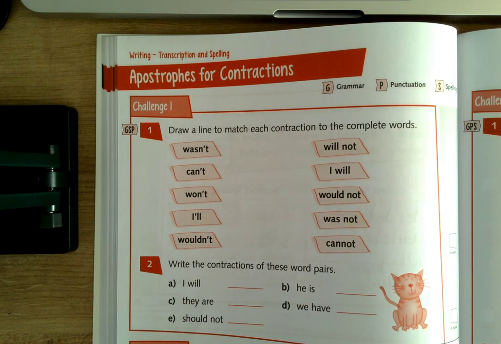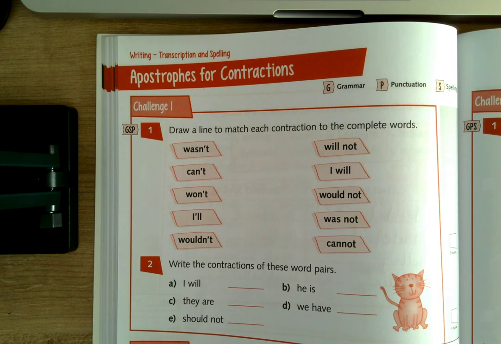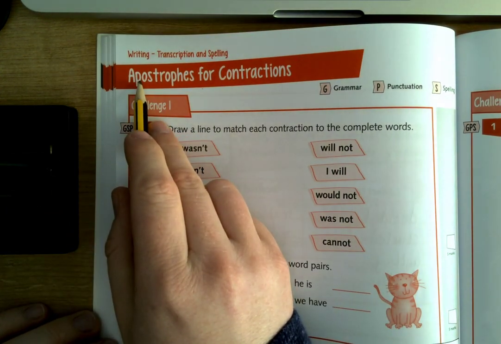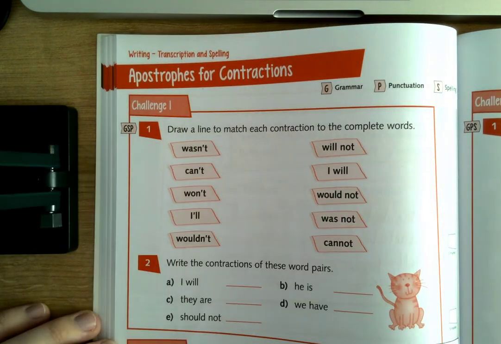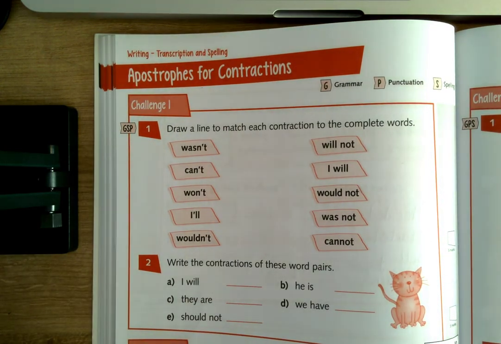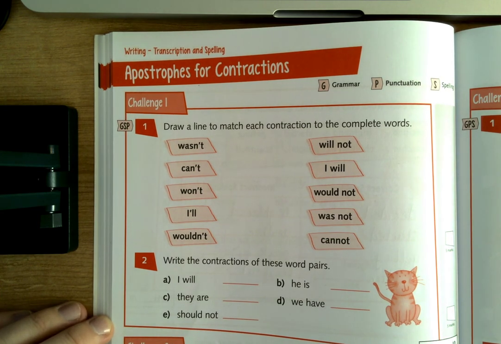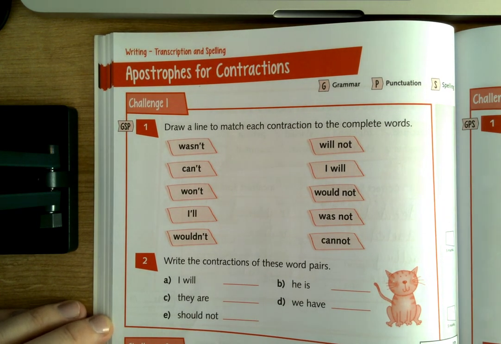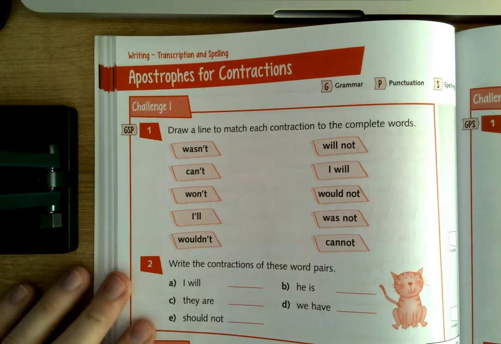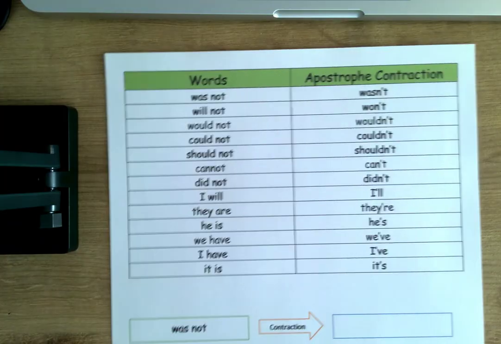Hi boys and girls, today's lesson is all about something called apostrophes. Now, we're specifically going to look at apostrophes for contractions. We've set 2 pages for you to do today. It's page 58 and 59 of your Collins books. There are quite a lot of different apostrophe contractions on the 2 pages.